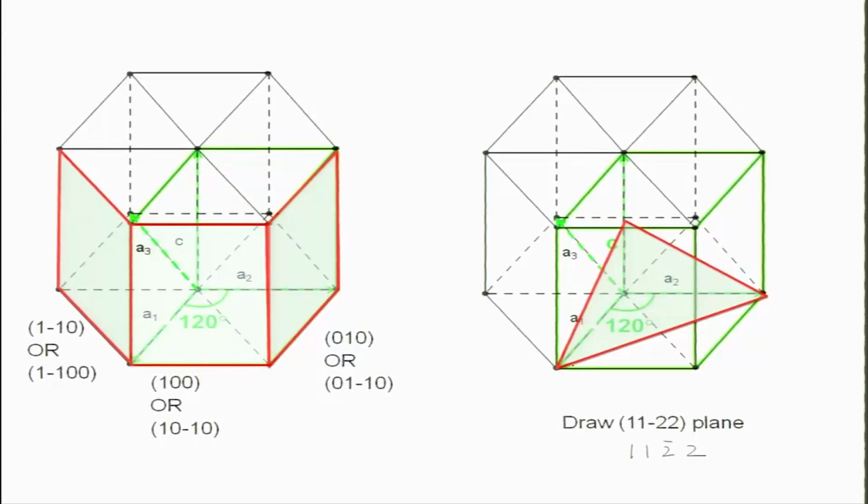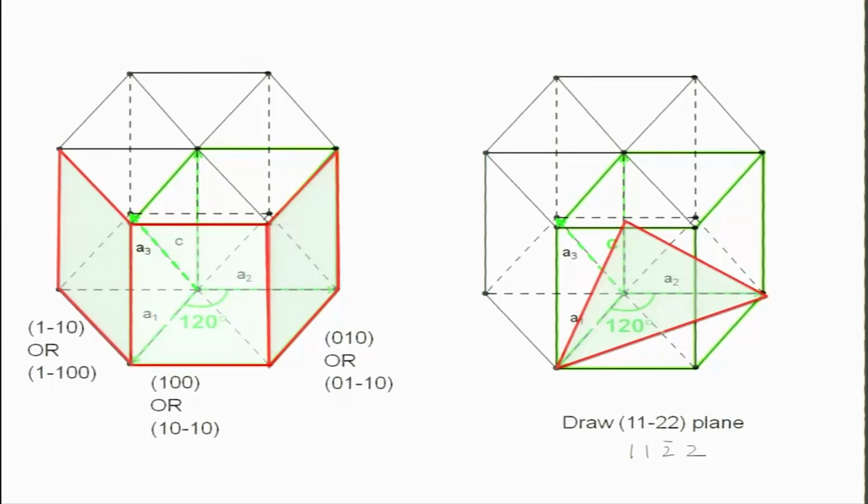This is your 1 bar 1 2 bar 2 plane. So you have one intercept on A1, one intercept on A2, half intercept on C. The other one is automatic, because H plus K is equal to minus I, so that becomes automatic.